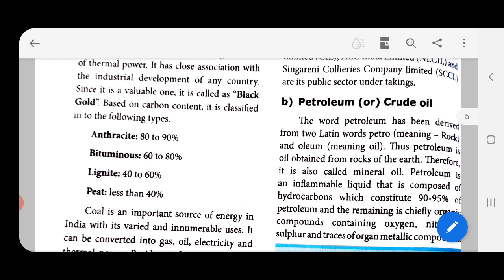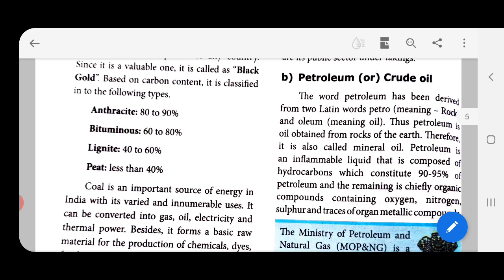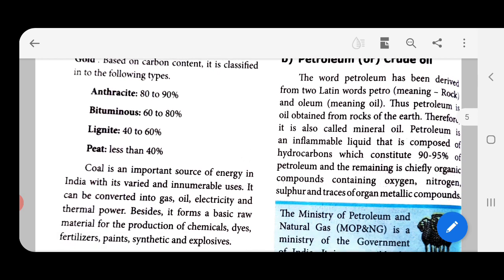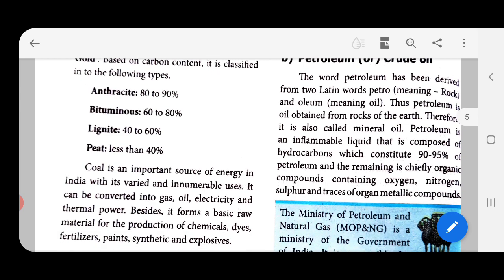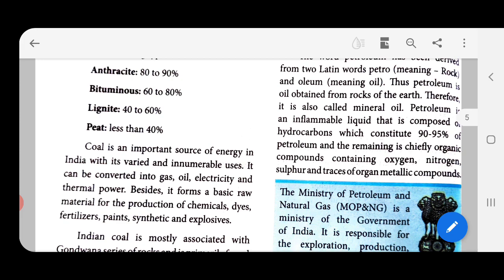Petroleum or crude oil. So we all know that petroleum is otherwise called crude oil. The word petroleum has been derived from two Latin words, petra meaning rock and oleum meaning oil. Petro means rock, oleum means oil. Thus petroleum oil is obtained from the rocks of the earth.